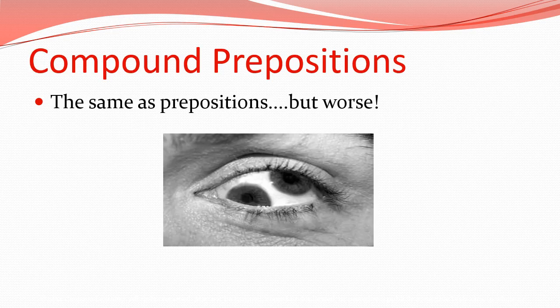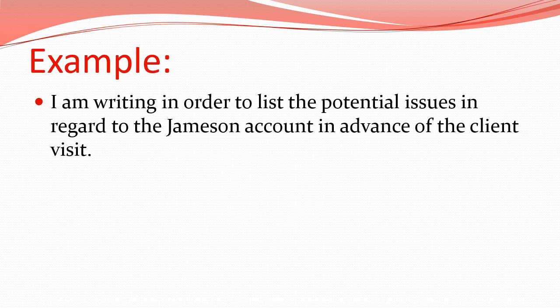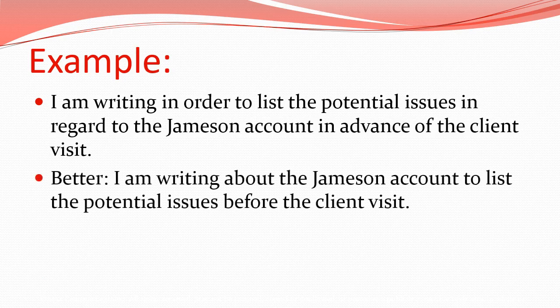So if you've got more than one preposition in a sentence, you're getting into compound prepositions, and it's even worse, even with my disturbing image there. I am writing in order to list the potential issues in regard to the Jameson account in advance of the client visit. Oh my, lots of prepositions there. How about this? I am writing about the Jameson account to list the potential issues before the client visit. More direct, easier for the audience, everybody's happy.